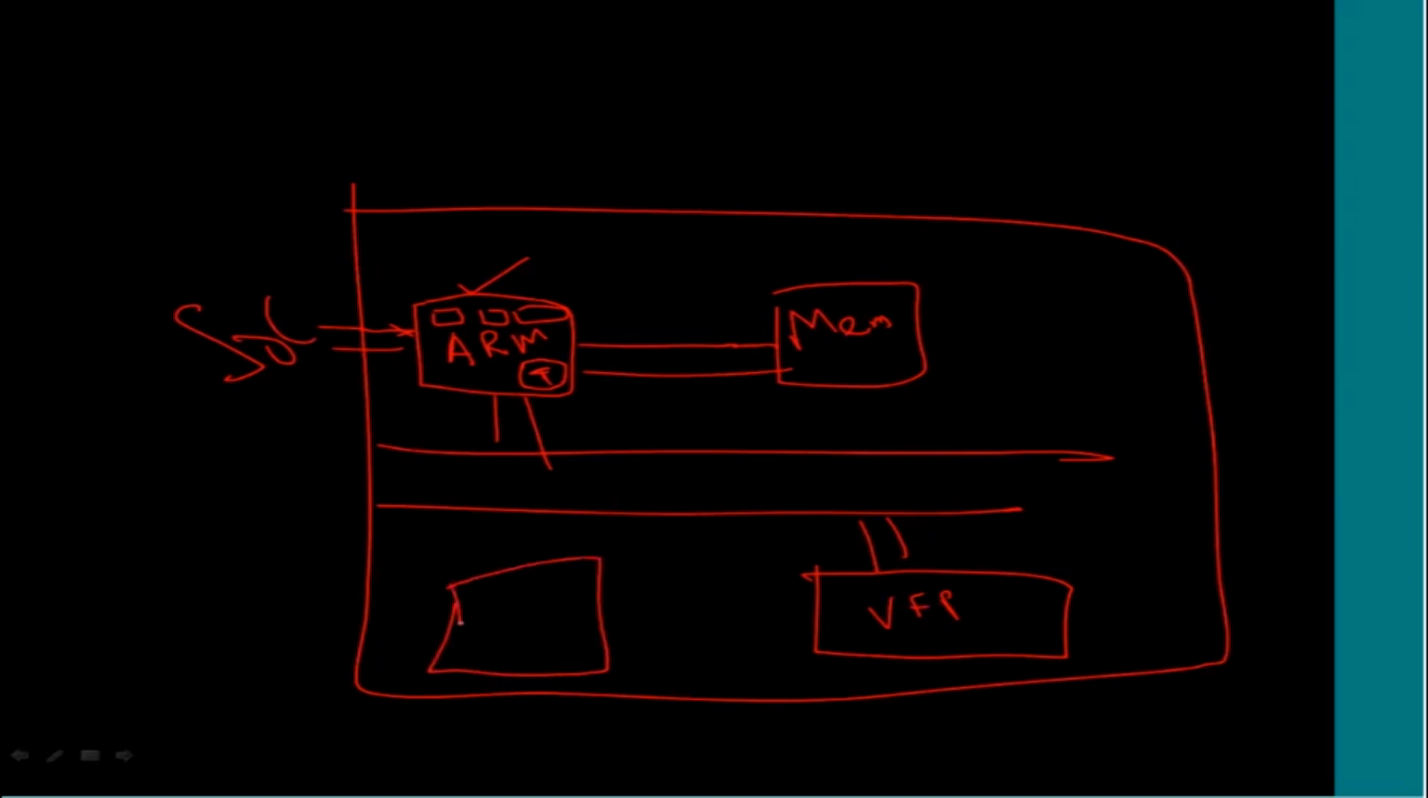Now after looking at all the interrupt handling and exception handling, we started looking at coprocessors. In general, how a coprocessor gets interfaced with the ARM processor, and then we saw what the coprocessor instructions are, and then we took an example of how a vector floating point coprocessor is implemented as a coprocessor to the ARM core.